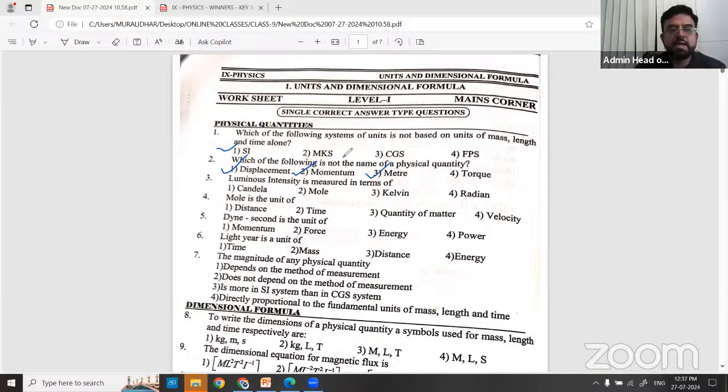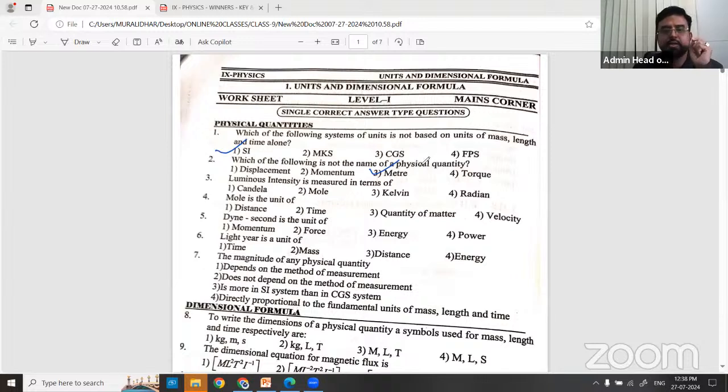So meter is not a physical quantity, simply a unit. Even torque is a physical quantity. Torque is nothing but force. Suppose when you are opening a bottle, we apply force with 2 fingers. This couple of forces is called torque. That will come across later. So the first answer is SI. The second one is meter. Meter is not a physical quantity, it is a unit.